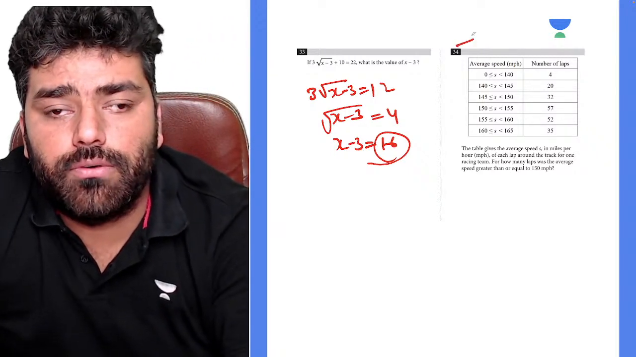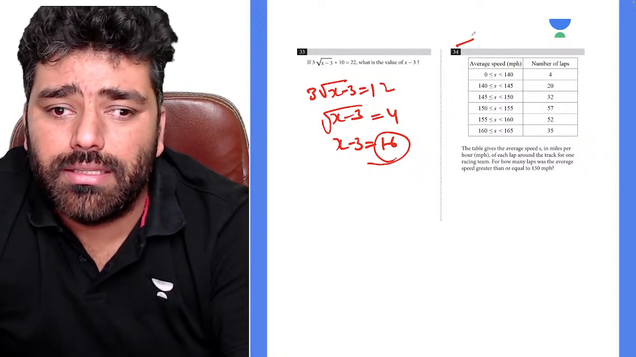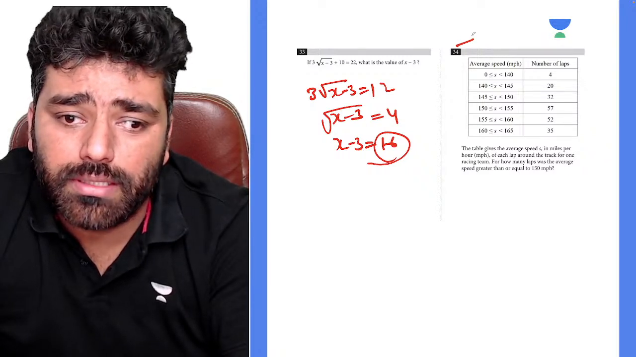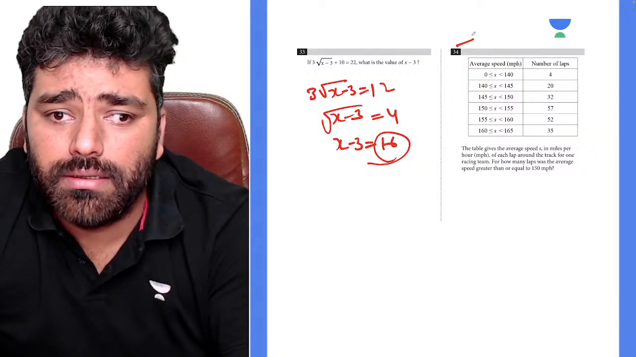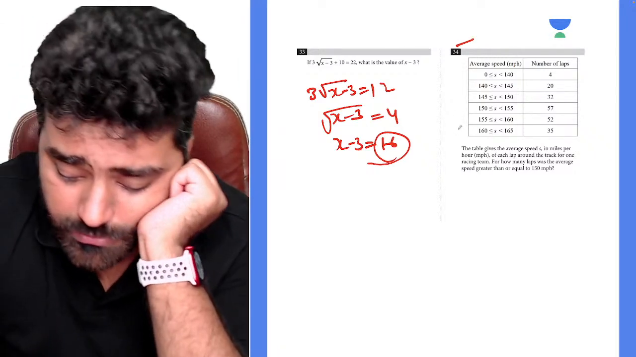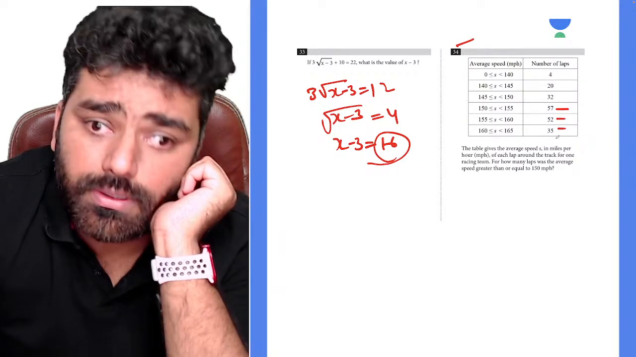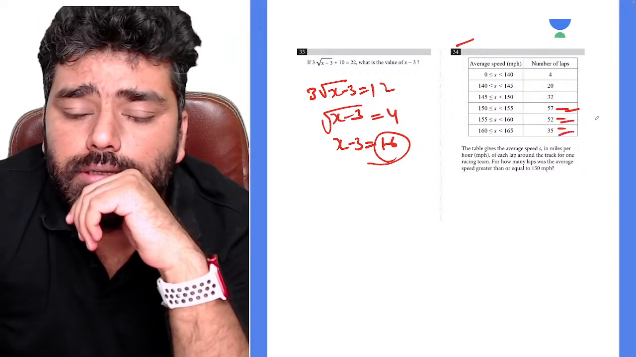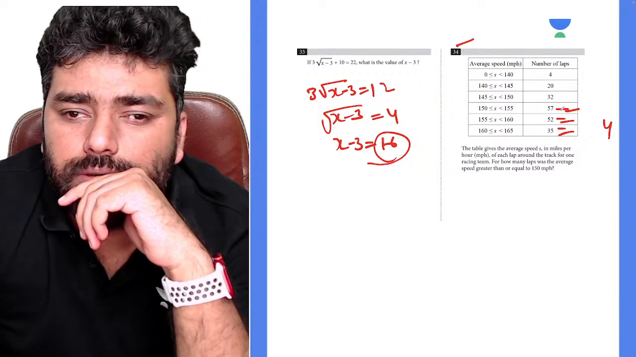Okay, third question number 34. The average speed and number of laps is given. This is given. This is okay. The table gives the average speed in miles per hour for each lap around the track of one. Basically, how many laps were the average greater than or equal to 150? Okay. So how many laps were there? Greater than what? 150. So 57, 52, and 35. So that is going to be, you add all three, no? That's it. So 4, and then this is going to be 5, 144.